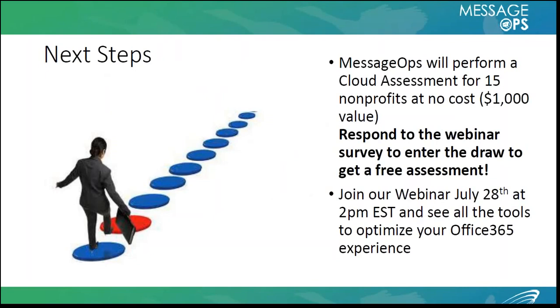Our next steps are MessageOps will perform a cloud assessment. This is a really important part of your migration to the cloud. You know, the one thing that we've learned over the millions of users that we've moved to the cloud is you only want to do this once. You only want to take that step into the cloud once. And this cloud assessment is normally a $1,000 offer. We're going to do it for the nonprofits for the first 15 for free at no charge.